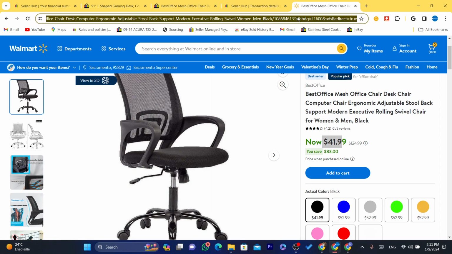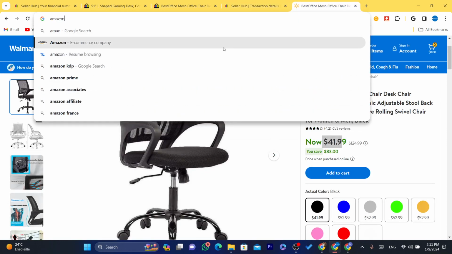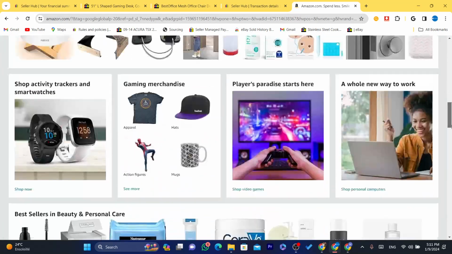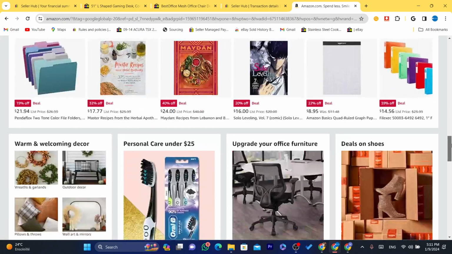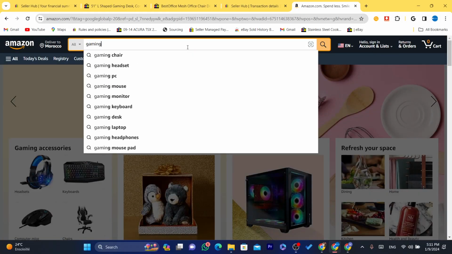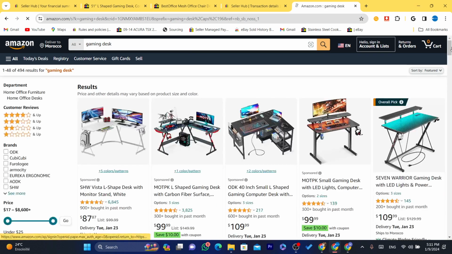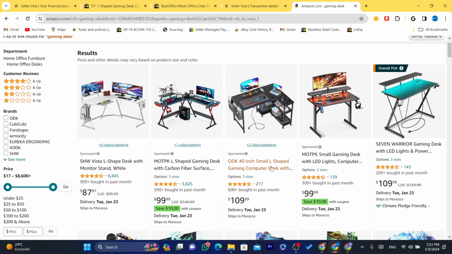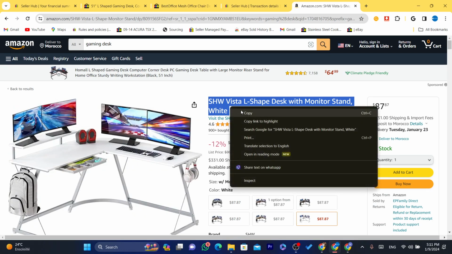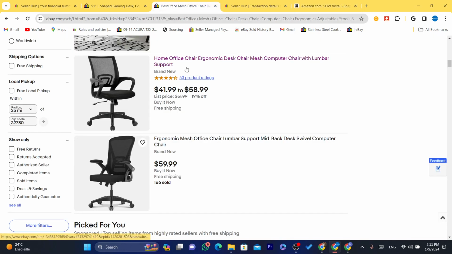Now, as you can see here, guys, what you need to do is go to Amazon and search for a product. It could be any product, and the purpose of searching for a product on Amazon is to search for your competitors on eBay. So I'm going to search, for example, for gaming desk. Then what I'm going to do next is search if there are competitors that are selling this product from Amazon. Okay, I'm going to go to eBay.